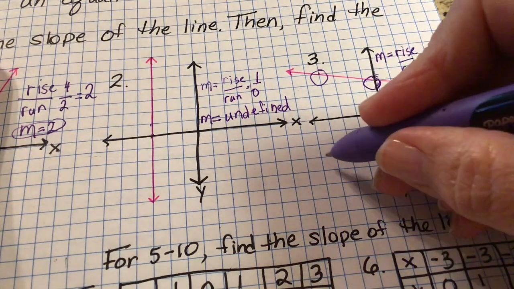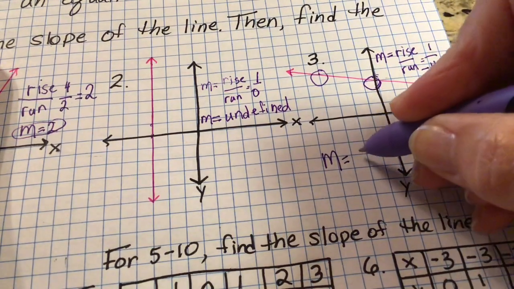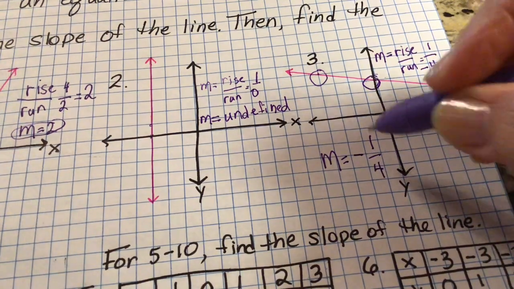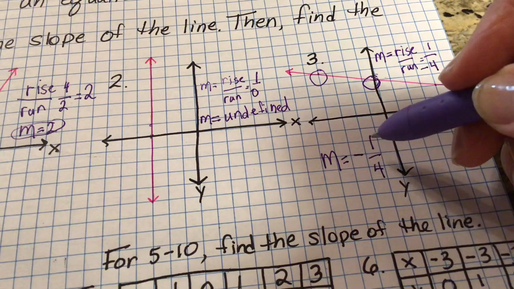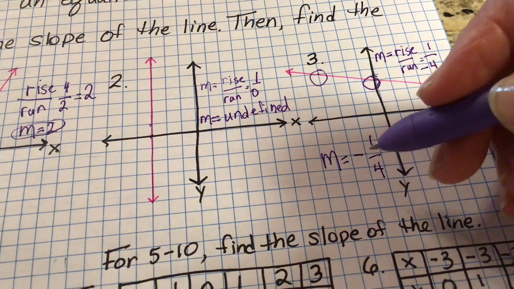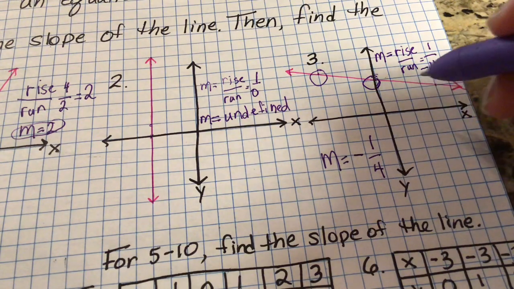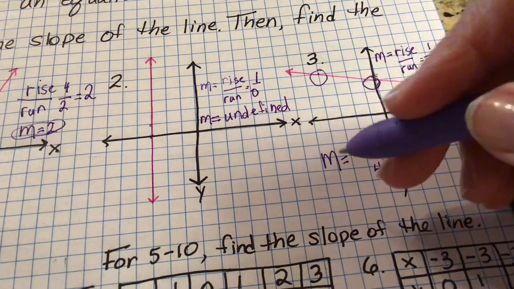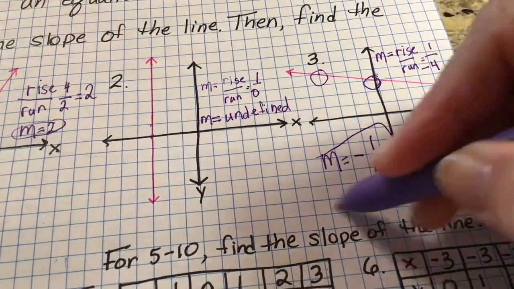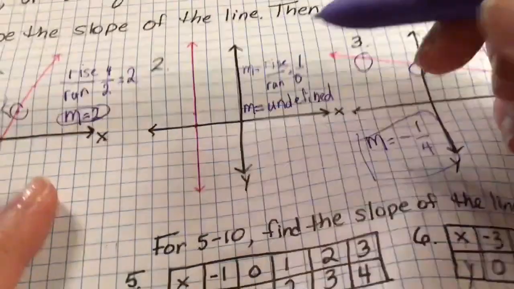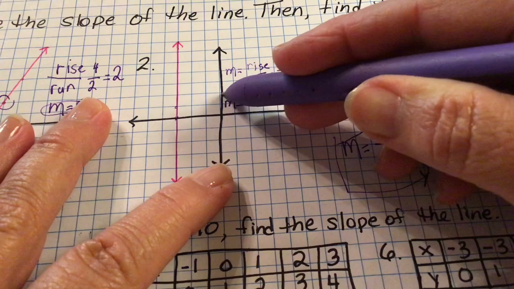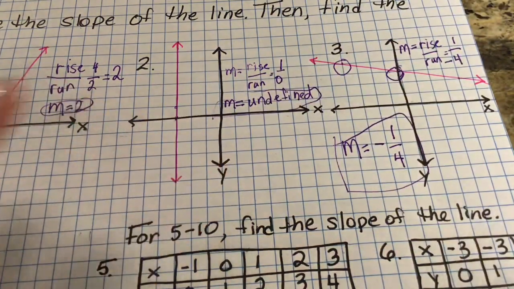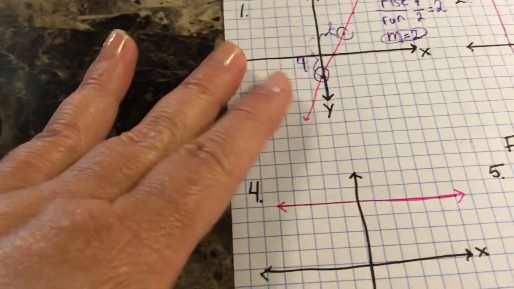The slope of this line is -1/4. Really and truly, the negative should not be with the numerator or the denominator, but it does show me that my slope of this line is a negative slope, and it rises to the left. So -1/4 is the slope of this line. I'll circle this answer as well. Okay, now let's do number 4.